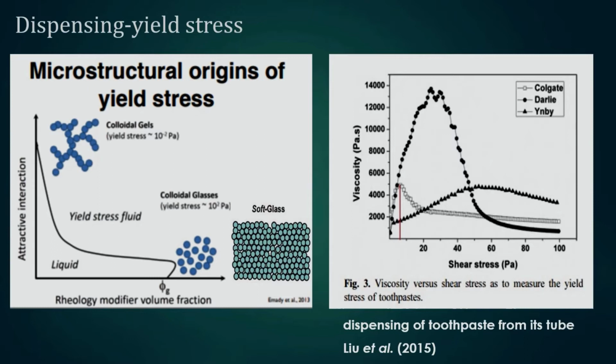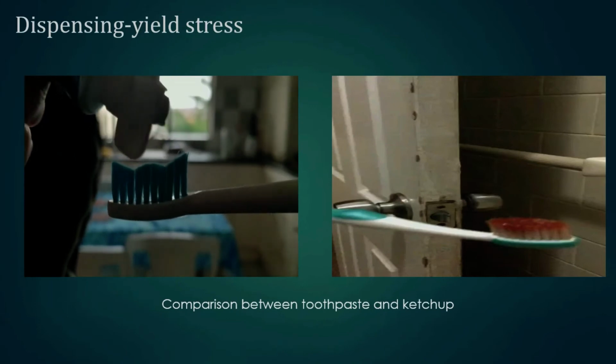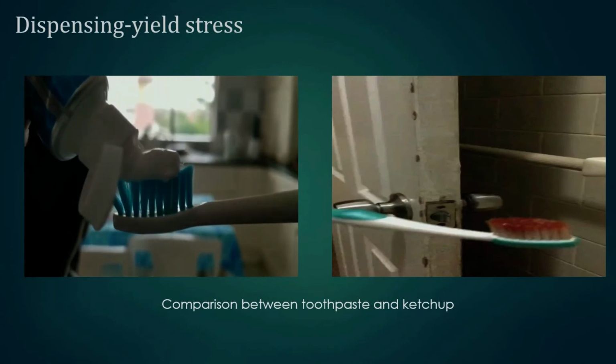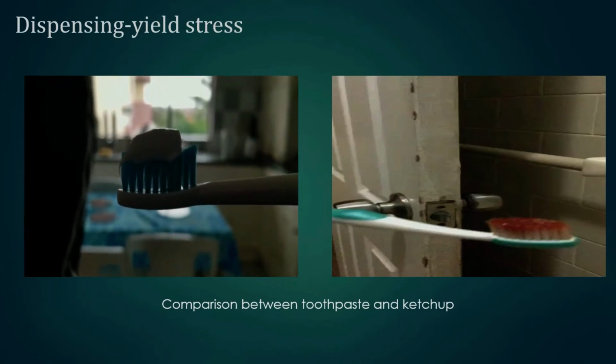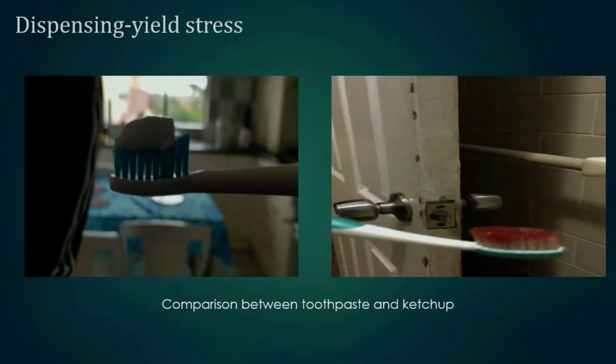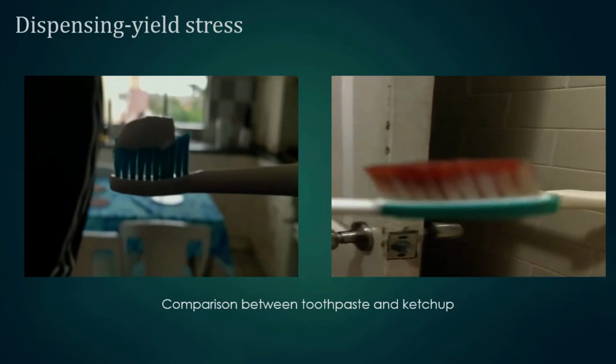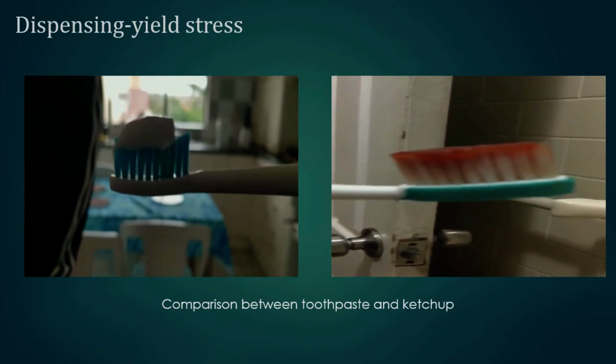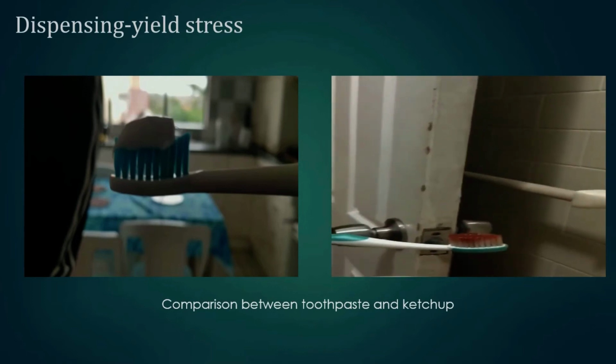The property that most influences a toothpaste's dispensing ability is the yield stress. The value of yield stress is influenced by the amount of solid loadings within a paste. Below the yield stress, a high amount of silica particles create a jamming phenomenon. Without enough yield stress, toothpaste won't sit on toothbrush bristles. Compared to ketchup, another yield stress fluid, which sinks into the toothbrush bristles due to its low yield stress.